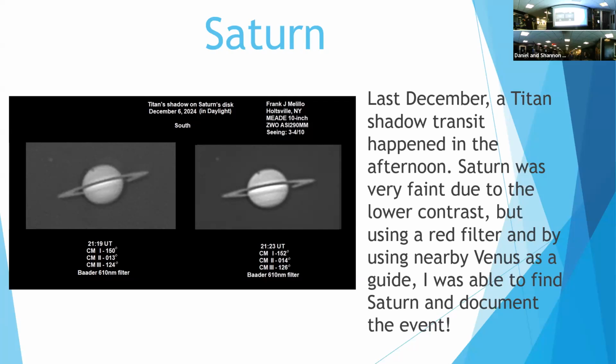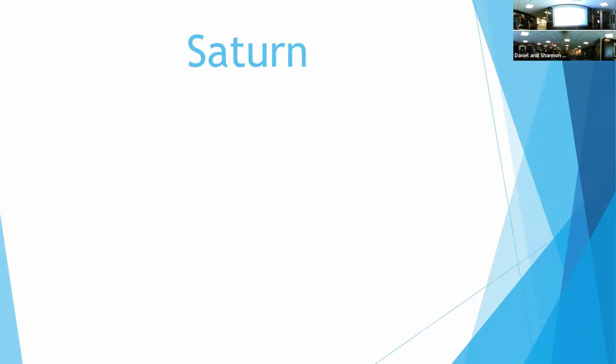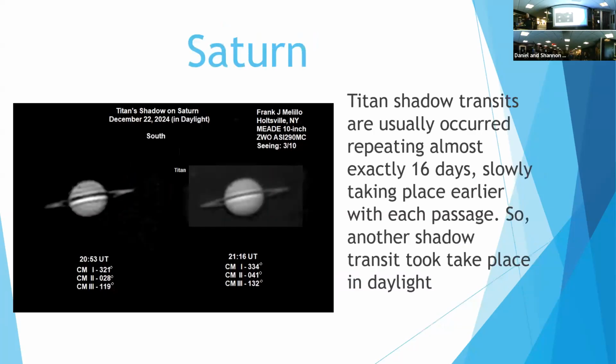So that's really successful. Now, another shot, two weeks later. Titan shadow transits usually occur, repeating almost every 16 days, slowly taking place earlier with each passage. So another shadow transit took place in the daylight, 16 days later, on December 22nd. Here it is right here, and the shadow right there. Again, if I had waited until after sunset, I would have totally missed it.